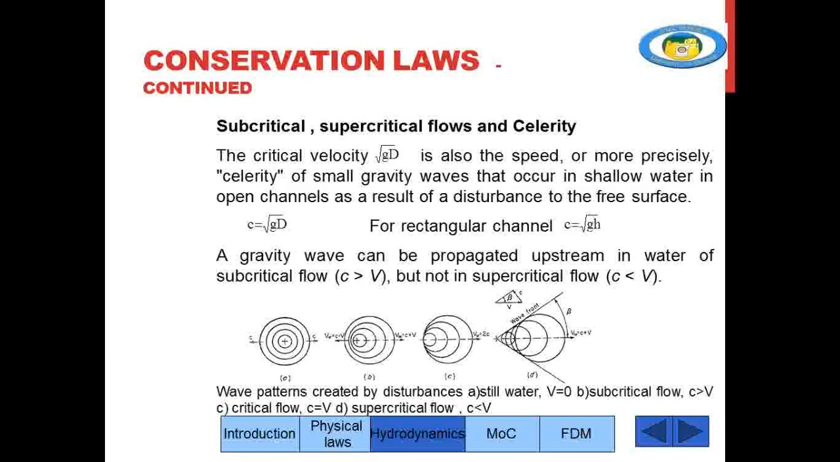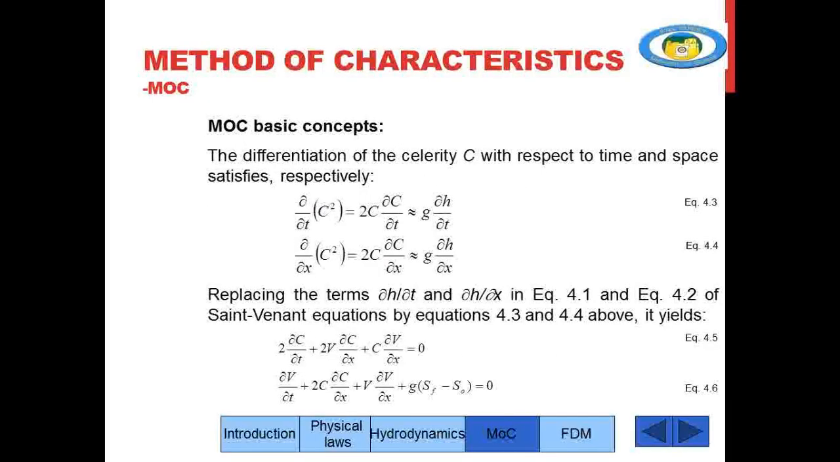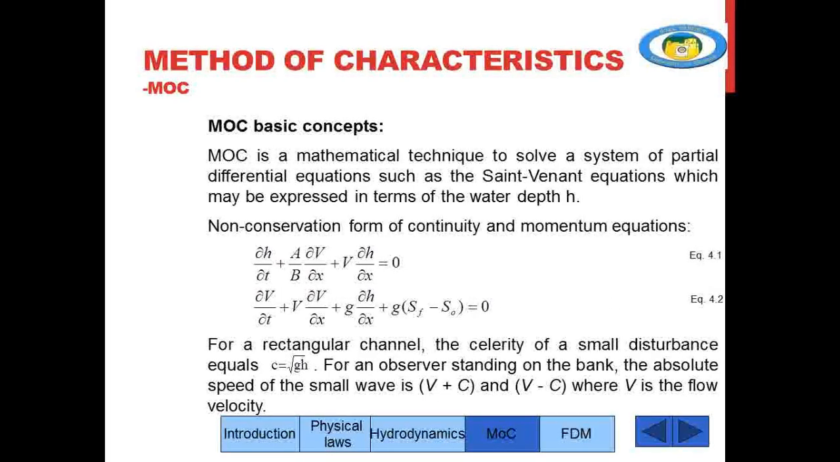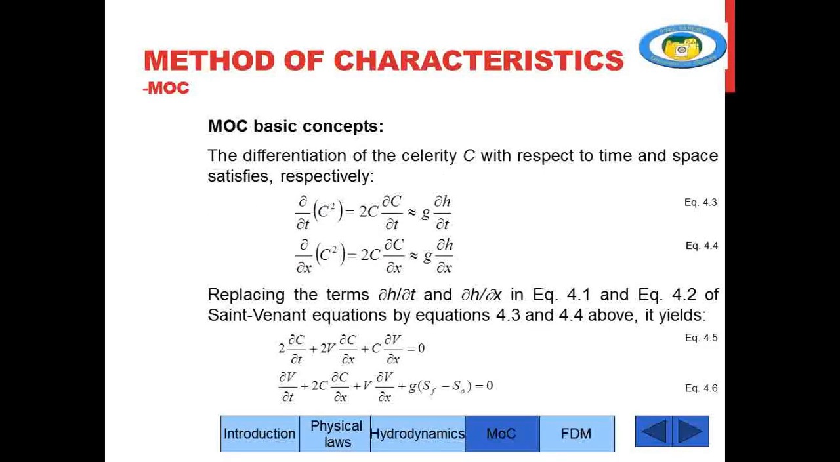Now, if we try to differentiate this celerity with respect to C squared, with respect to time, and with respect to space, you can obtain from calculus 2C times the partial derivative of C with respect to T. And this, as you know, we have already said for rectangular channels, C is equal to radical of GH. So from here, you can obtain that this is approximately equal to G times the partial derivative of H with respect to time, basically, since G is constant.